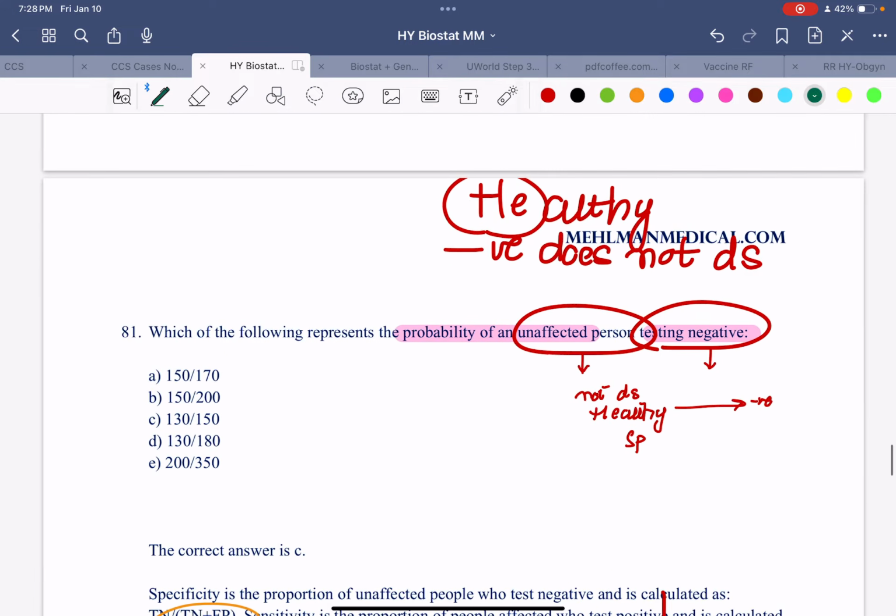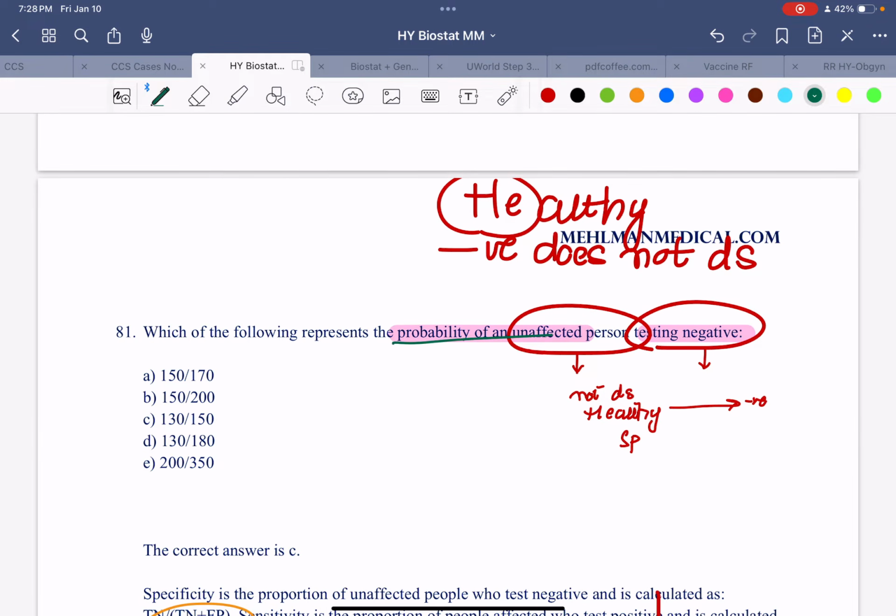And then we have which of the following represents the probability of an unaffected person. So we are beginning with an unaffected person, which means that the person does not have a disease, and then we are going to find out whether this person can have a negative test.